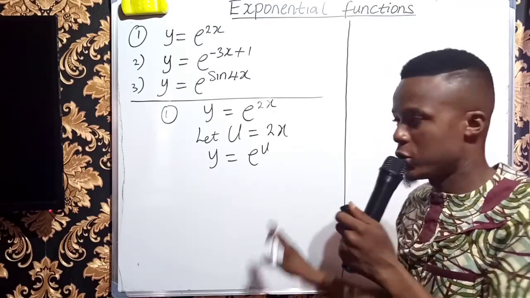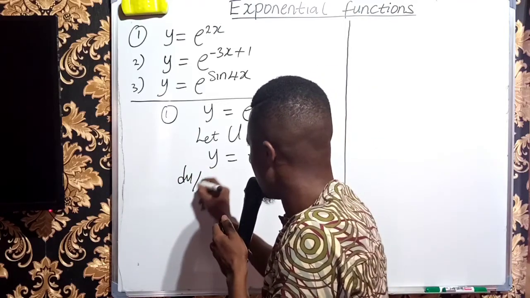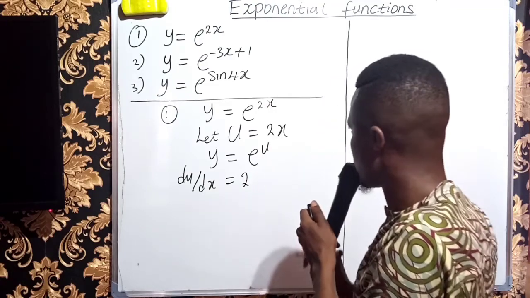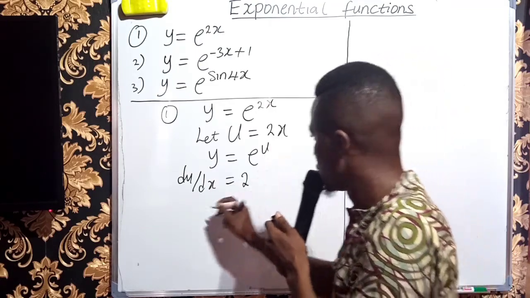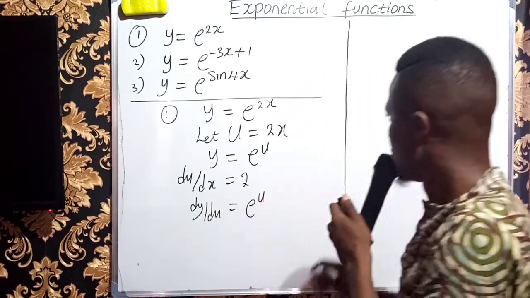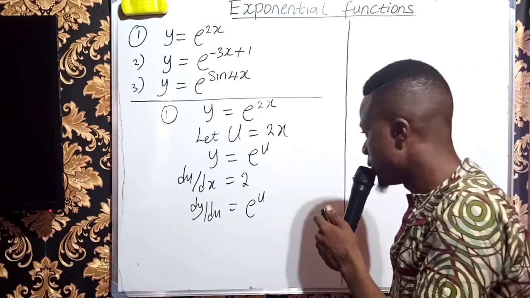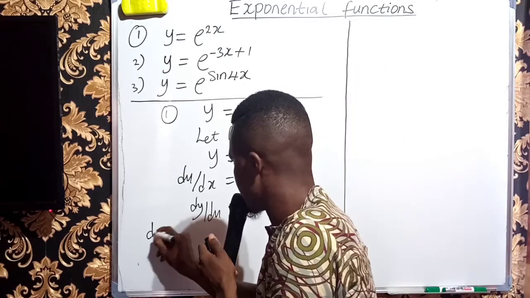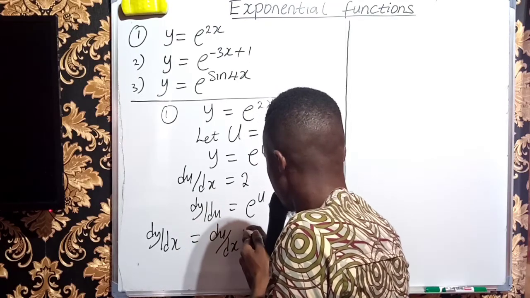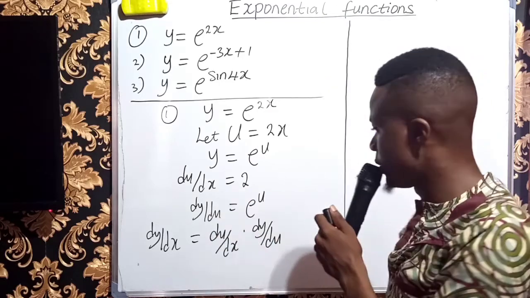Then we apply chain rule to get the derivative. So du over dx will give us, when I differentiate 2x, I'm getting a 2. Let us find dy du. So dy du will give me just e power of u, because the derivative of this exponential function is still the same thing. Now, dy dx, which is the chain rule, is the same thing as du dx multiplying dy over du. That is the product of these two derivatives.